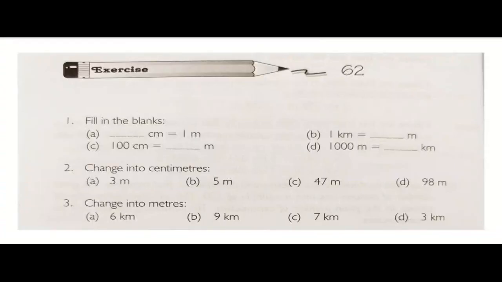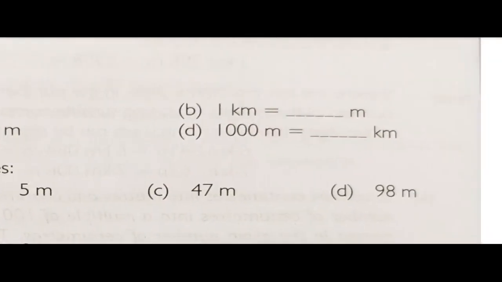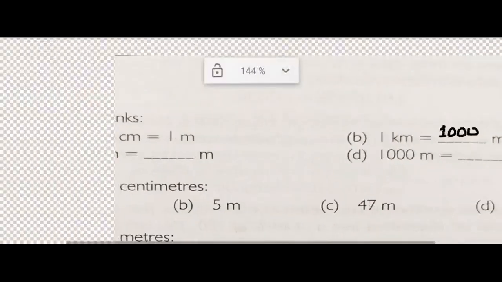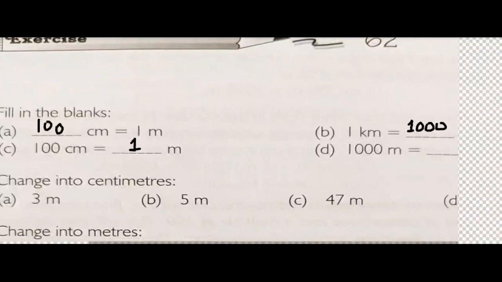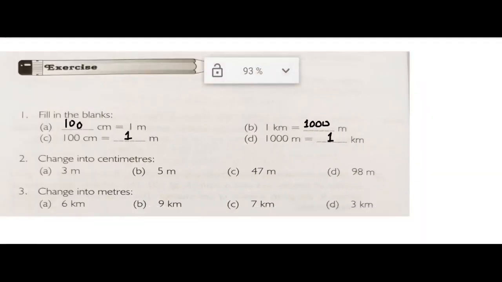Children, this is exercise 62. We will do 1A. Dash centimeter equals 1 meter. So we have already learned that 100 centimeters equals 1 meter. So you will write 100 centimeter. 1 kilometer equals dash meter. So you know that 1 kilometer equals how many meters? Yes, 1 kilometer equals 1000. You have to add 3 zeros. So 1000 meter. Next, children, 100 centimeter equals the same thing. 100 centimeter equals 1 meter, and 1000 meter equals 1 kilometer. It is vice versa, children.